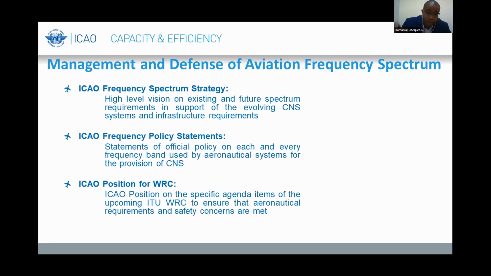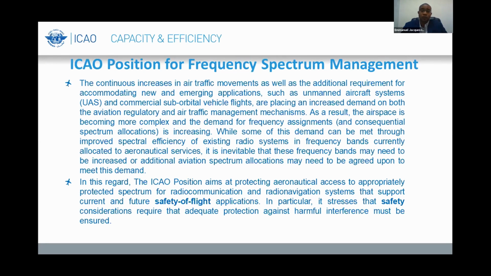And it is very important to put emphasis on the ICAO position, because of the continuous increases in air traffic movement, as well as the additional requirement for accommodating new and emerging applications, such as unmanned aircraft systems, UAS, drones, and commercial suborbital vehicle flights. Those types of new systems are placing an increased demand on both the aviation regulatory and air traffic management mechanisms that should be developed. As a result, the airspace is becoming more complex, and the demand for frequency assignments and consequential spectrum allocations is increasing.